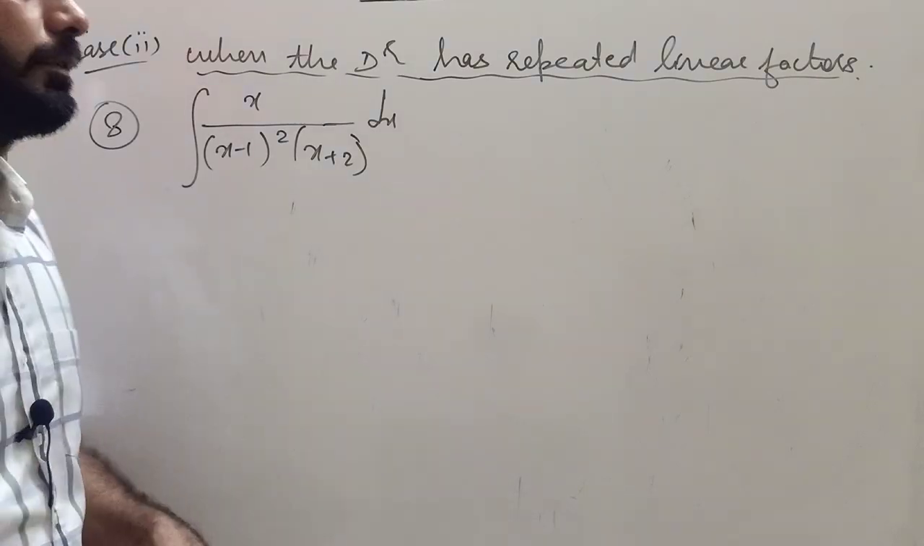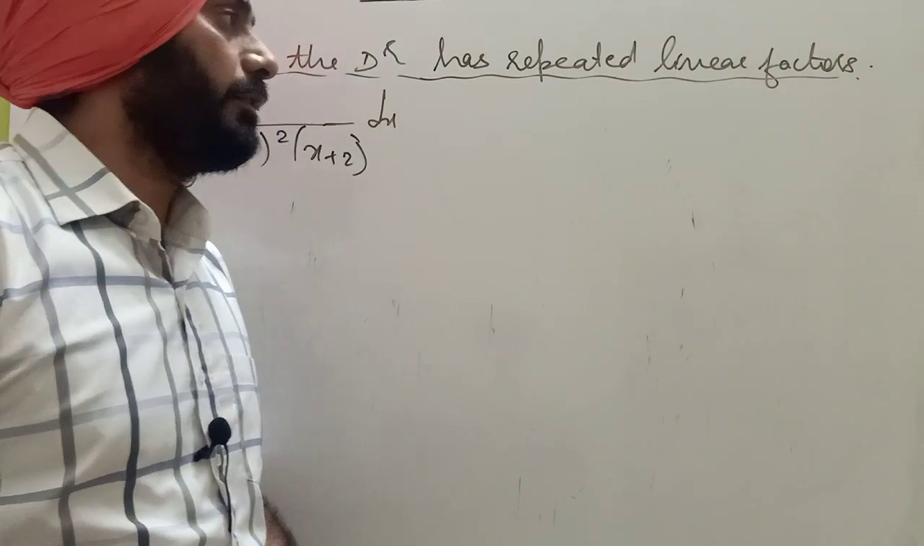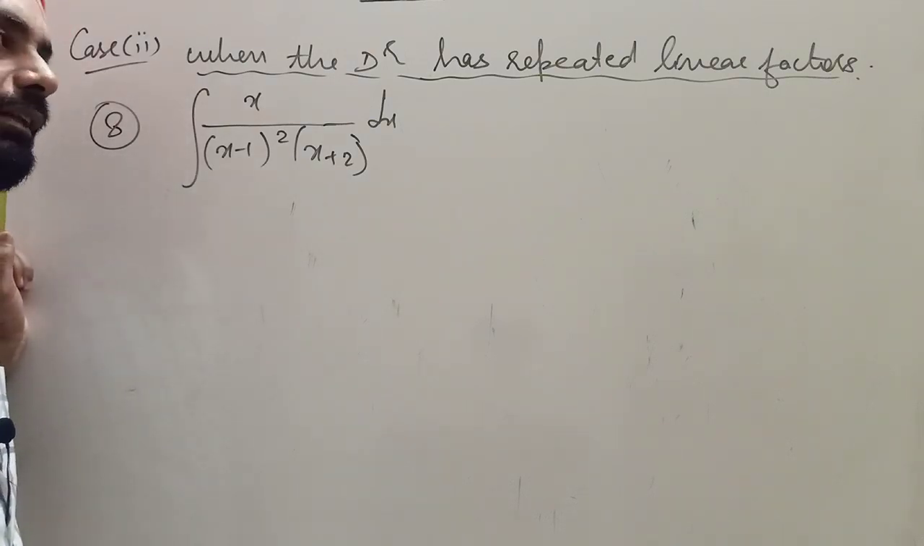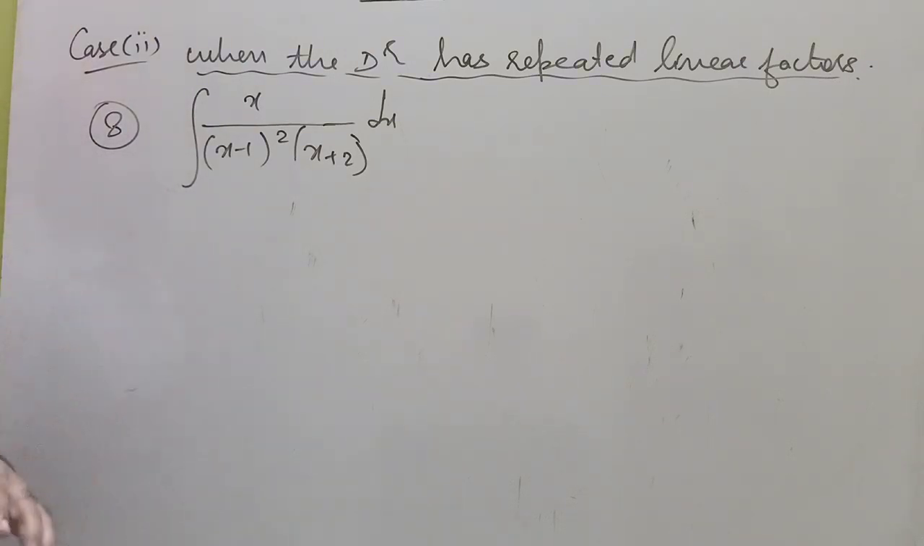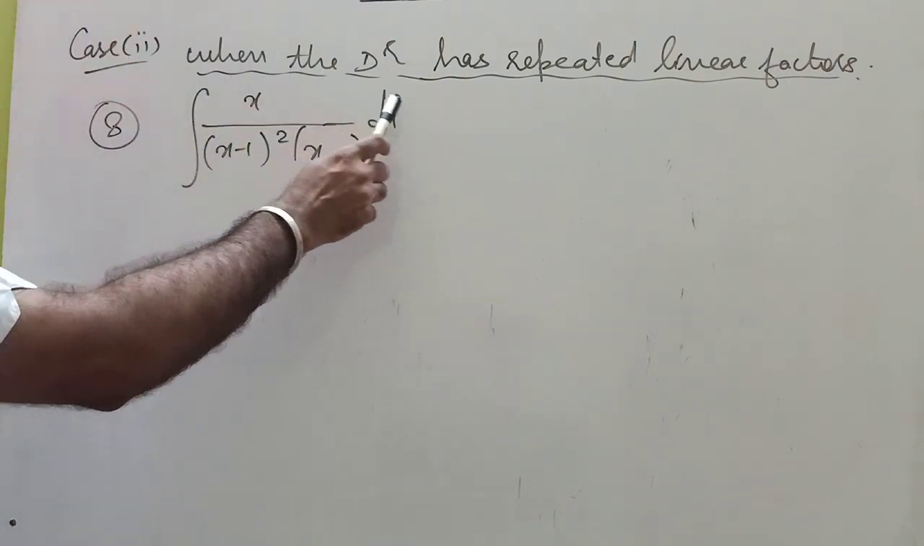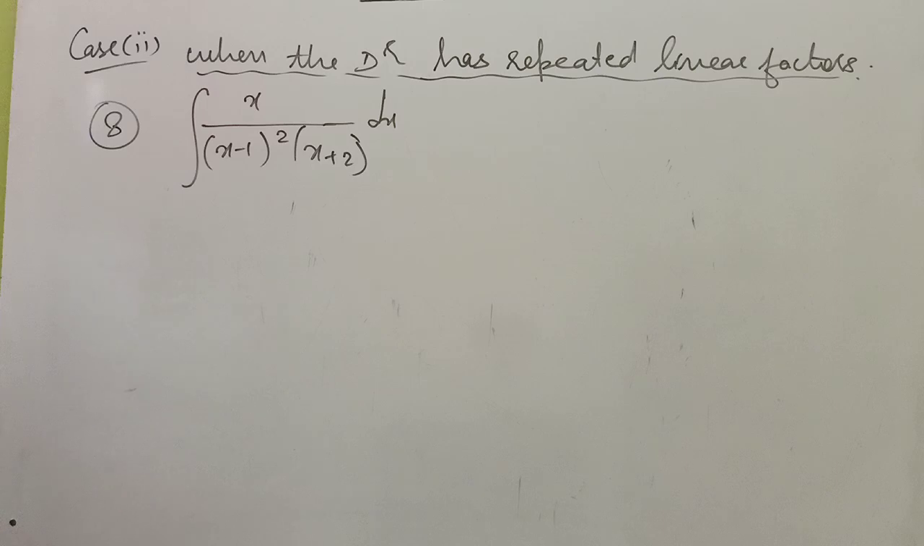Hello students, we were doing the partial fractions in the last video and we have done case number 1 in that video, when the denominator has linear and different factors. Now case number 2 is when the denominator has repeated linear factors. Let us take question number 8 of NCERT exercise 7.5.